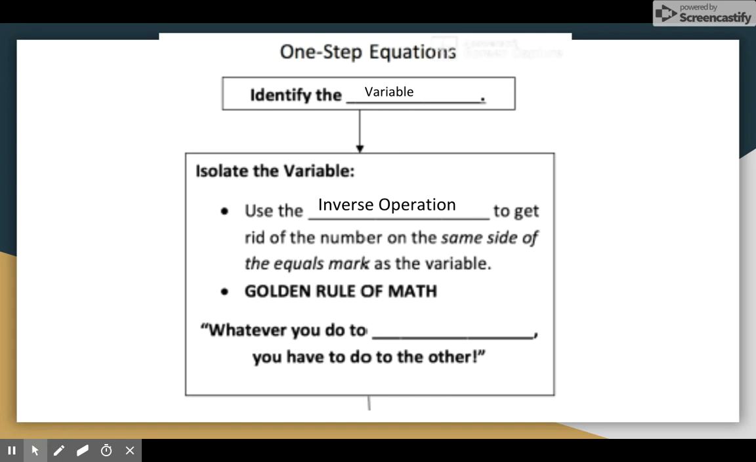And then the golden rule of math, you'll hear this a lot, is that whatever you do to one side of the equation, you also have to do to the other. So whatever inverse operation we do to the side with the variable, we have to repeat that on the other side of the equation.